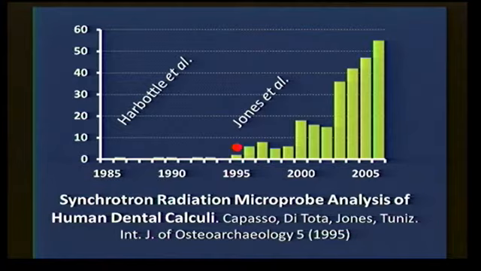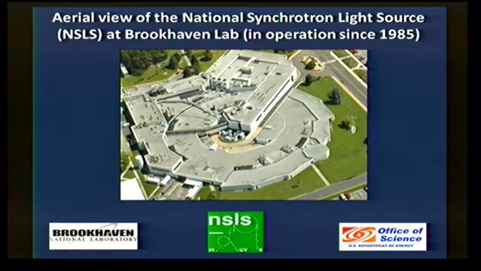And again, this particular experiment was done here at BNL. That experiment was using this facility. This is the National Synchrotron Light Source, NSLS, which has been running on site here for about 25 years. So this is what a synchrotron radiation machine looks like.